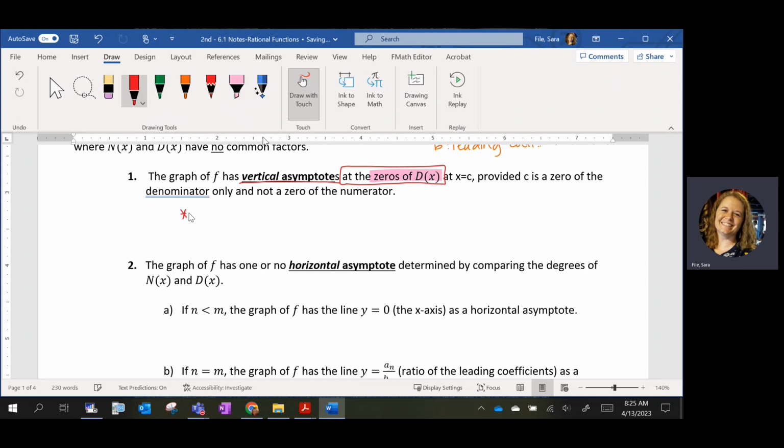So you set the denominator, d of x, equal to 0 and solve to find out what the vertical asymptotes are.